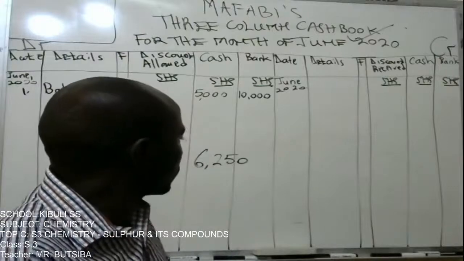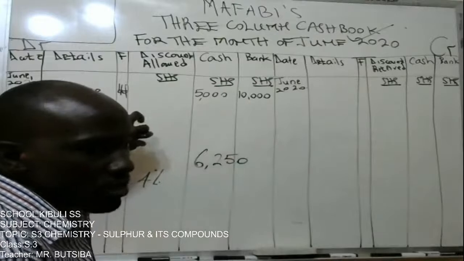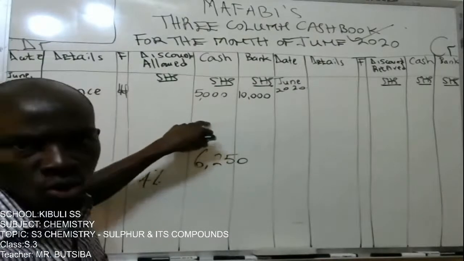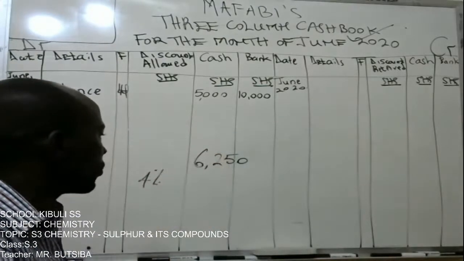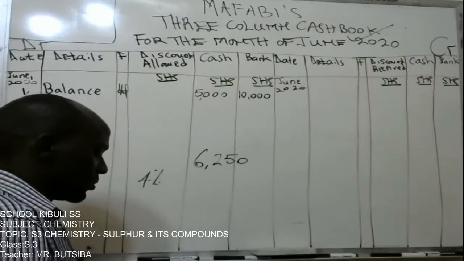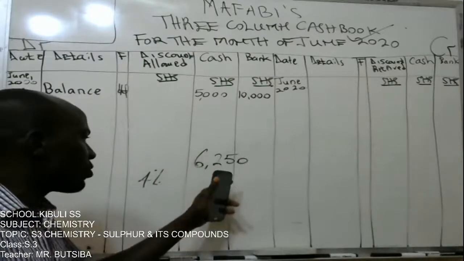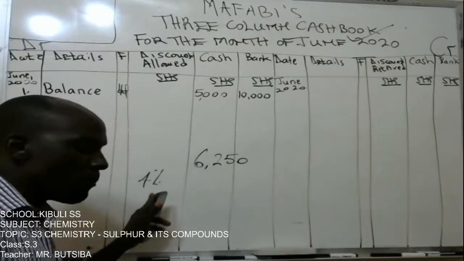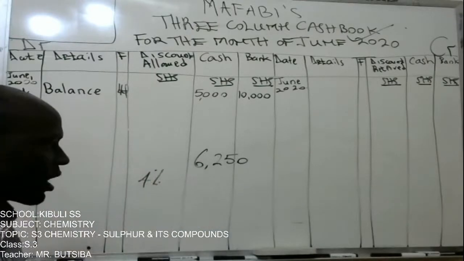But then, because you're receiving money, that means you're going to debit. And it was cash. So that means your cash column is supposed to receive some money. But you're not going to receive all the 6,250 shillings. No. Instead of Wilson giving you 6,250, you allowed Wilson a discount of 4%.